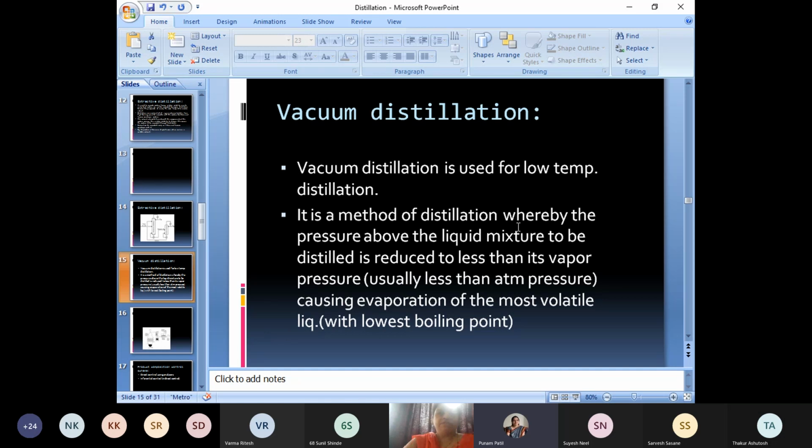It is a method of distillation whereby the pressure above the liquid mixture to be distilled is reduced to less than its vapor pressure. रिड्यूसिंग द प्रेशर से हमें क्या फायदा मिल रहा है? हमने वेपर प्रेशर ही कम कर दिया, बाहर का प्रेशर ही कम कर दिया, तो लिक्विड का बॉइलिंग जल्दी स्टार्ट हो जाएगा. ओके, यूजुअली लेस देन एटमॉस्फेरिक प्रेशर, causing evaporation of the most volatile liquid with lowest boiling point. So this is for the vacuum distillation.